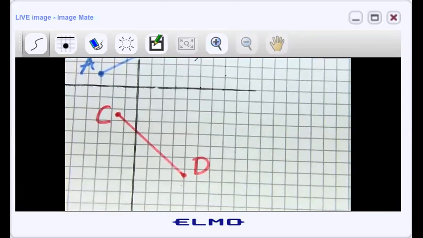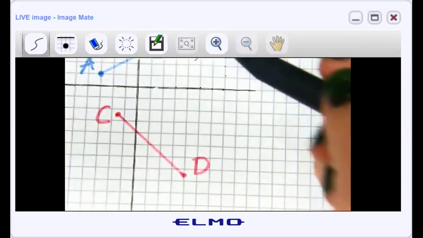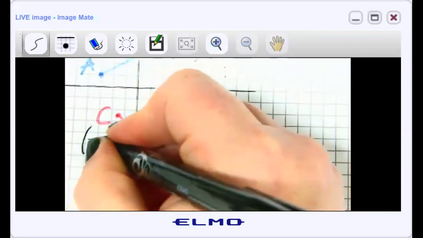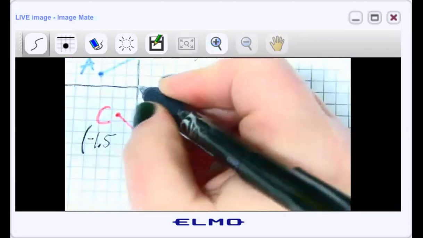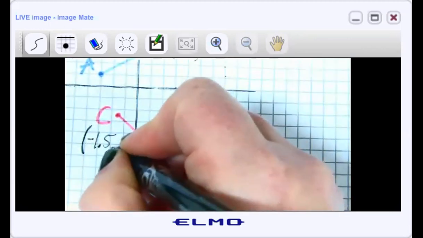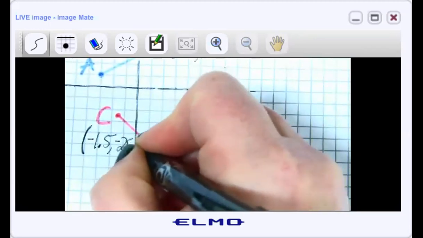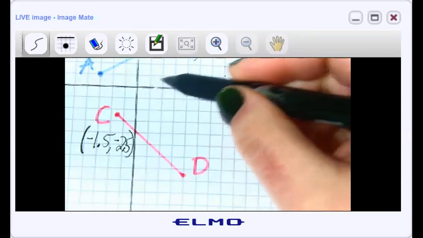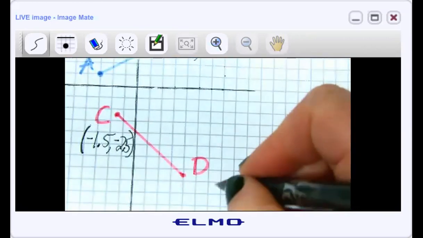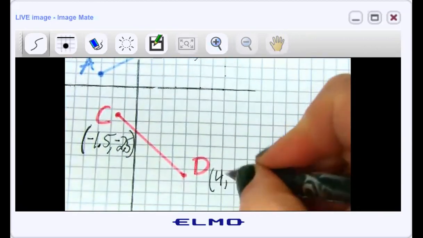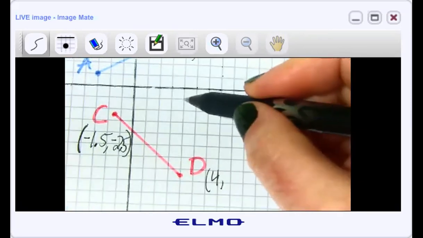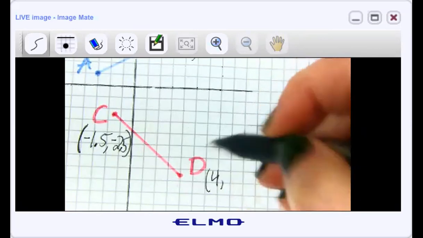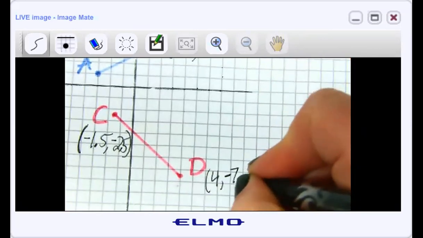So let's say for C, that I'm going to put it at -1.5, -2.5. So that's where we'll put C. And then D is at 1, 2, 3, 4, comma, and this would be at 1, 2, 3, 4, 5, 6, 7, -7.5.